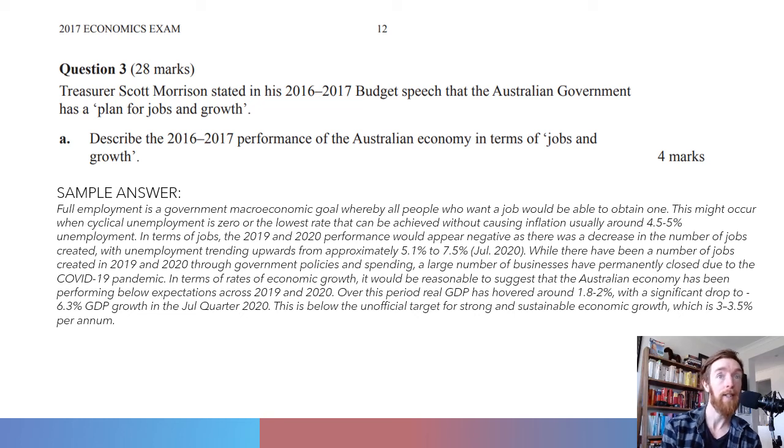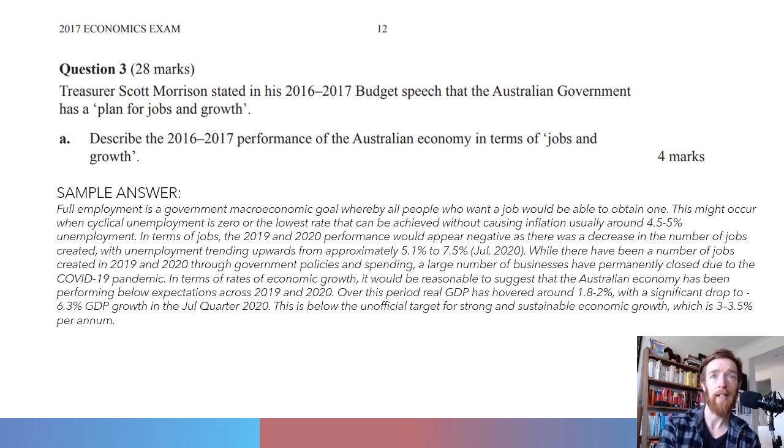In terms of jobs, in 2019-2020, performance would appear negative as there has been a decrease in the number of jobs created, with unemployment trending upwards from approximately 5.1% to 7.5% in July of 2020. While a number of jobs were created in 2019-2020 through government policies and spending, a large number of businesses have permanently closed due to the COVID-19 pandemic.